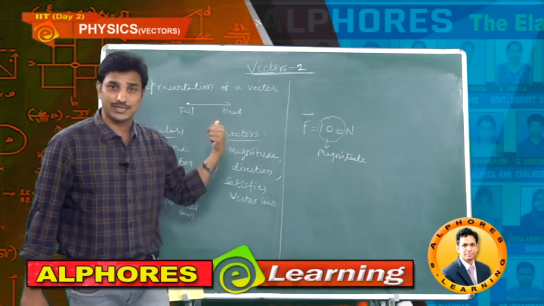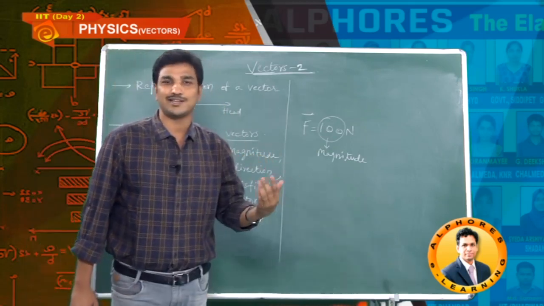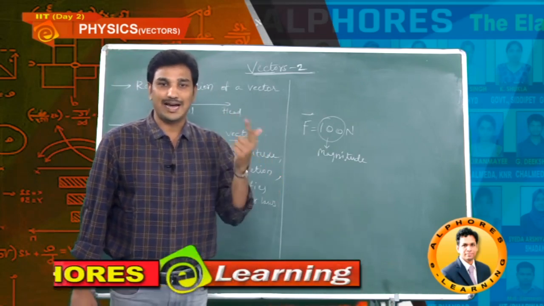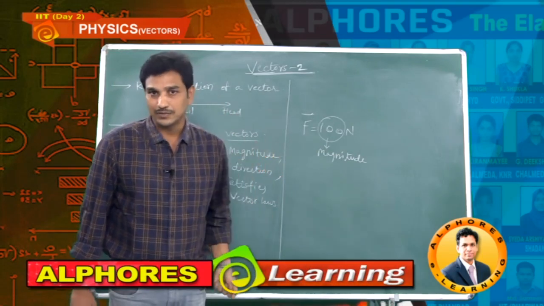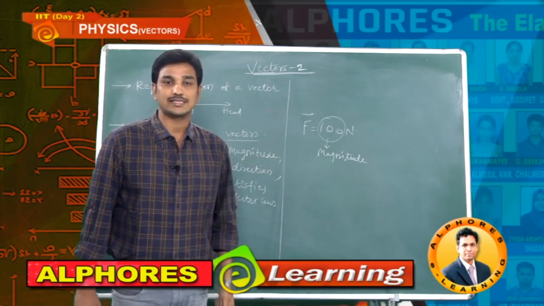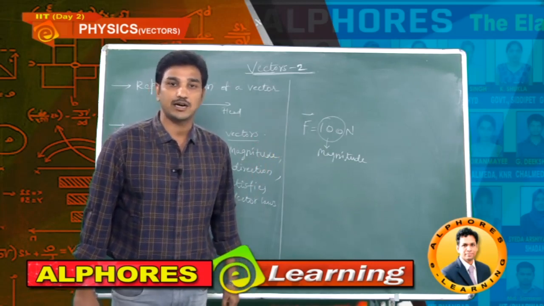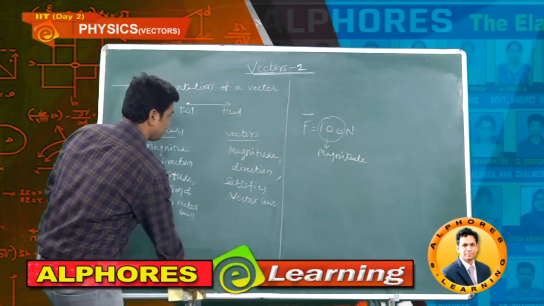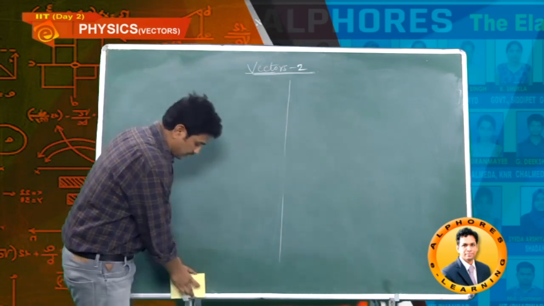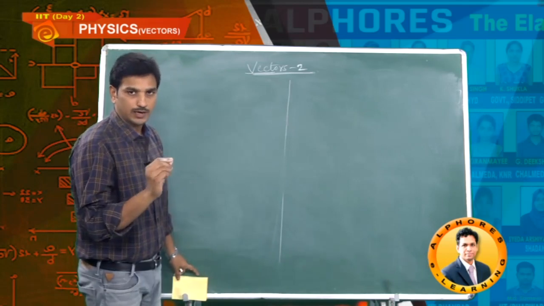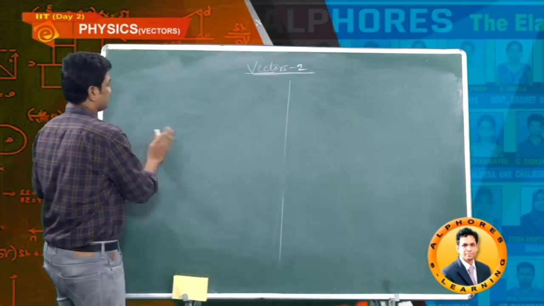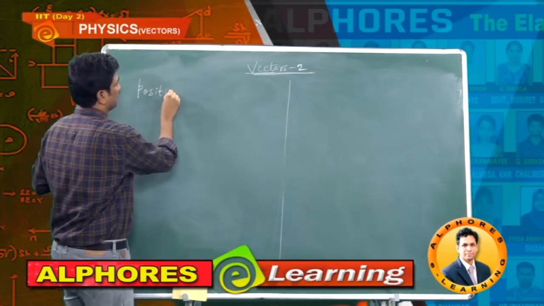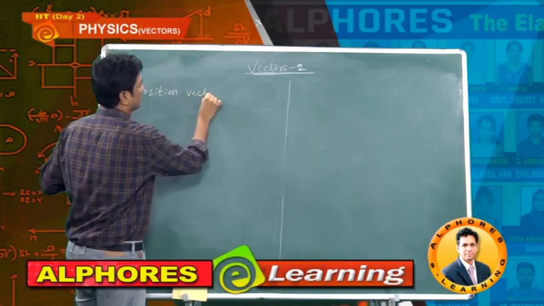Yesterday we discussed all this, and some more points also. What are those? Polar vectors and axial vectors we discussed, and not only these two, yesterday we discussed position vector also. I will continue position vector. Please sit with notebook and pen. Continuation, position vector.